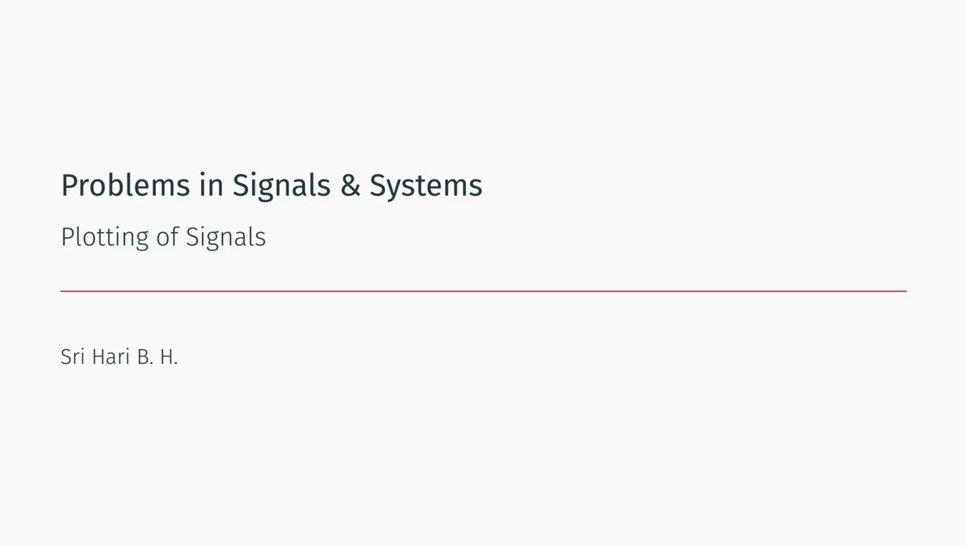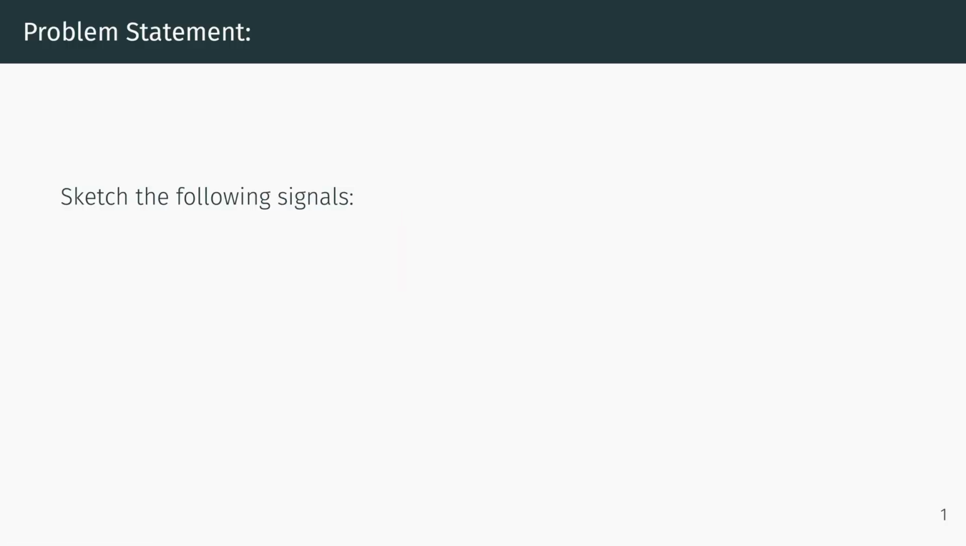Hello friends, welcome back to my channel, and in this video we will try to plot simple signals involving Dirac delta functions and unit step functions. The problem statement goes like this. We are asked to sketch the following signals.